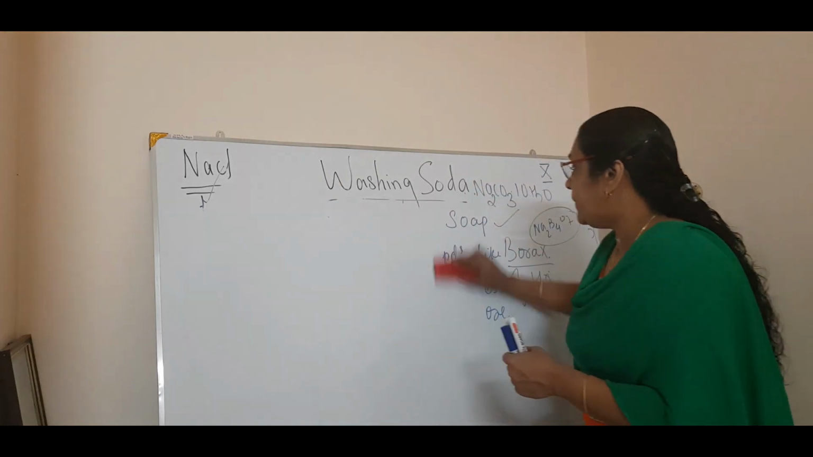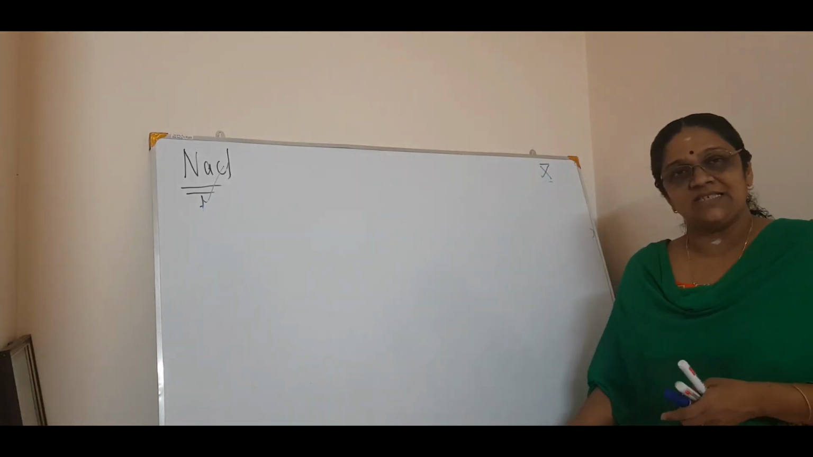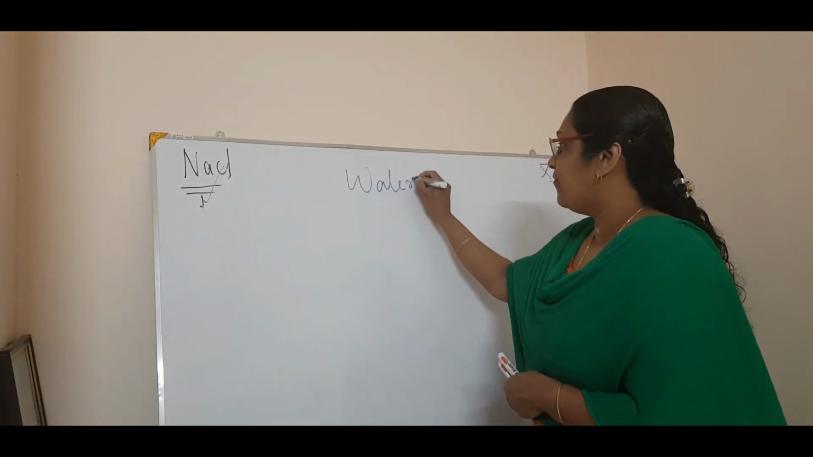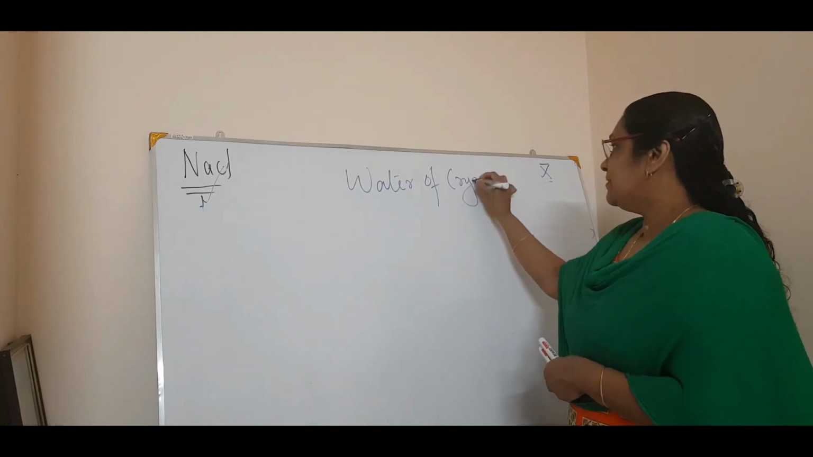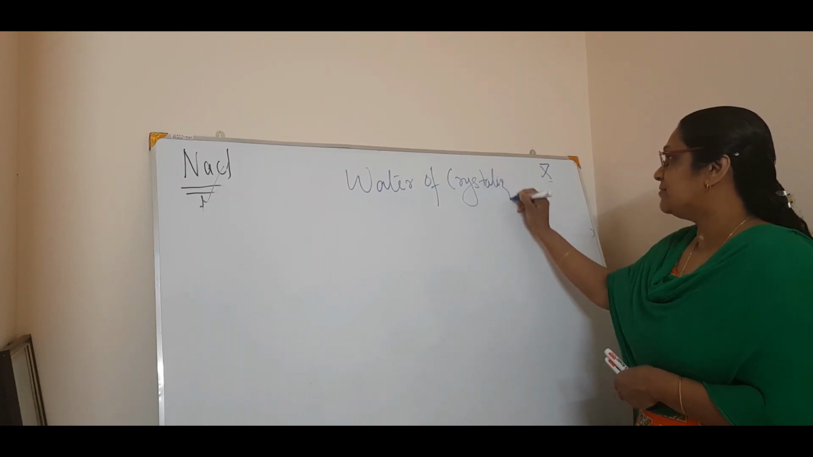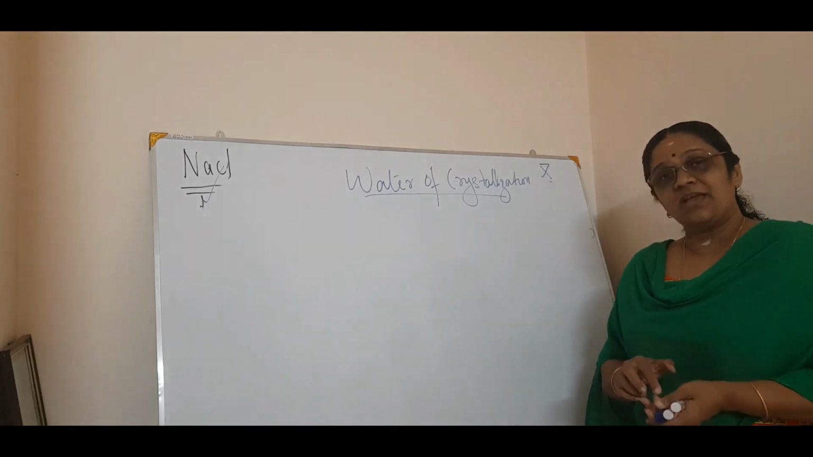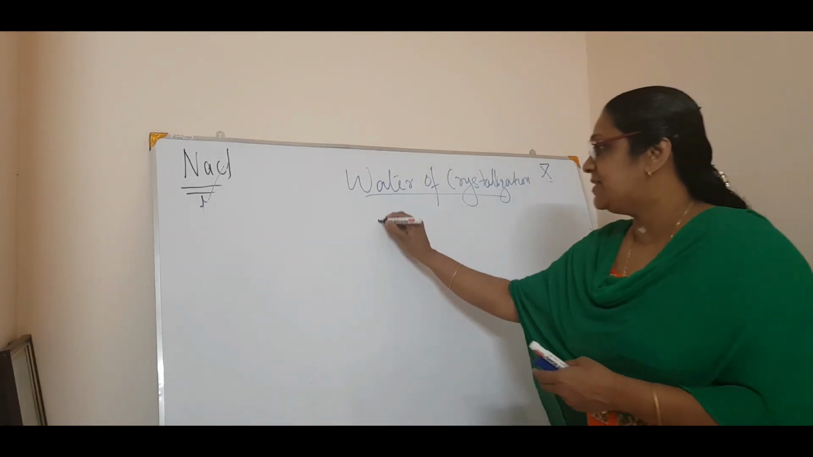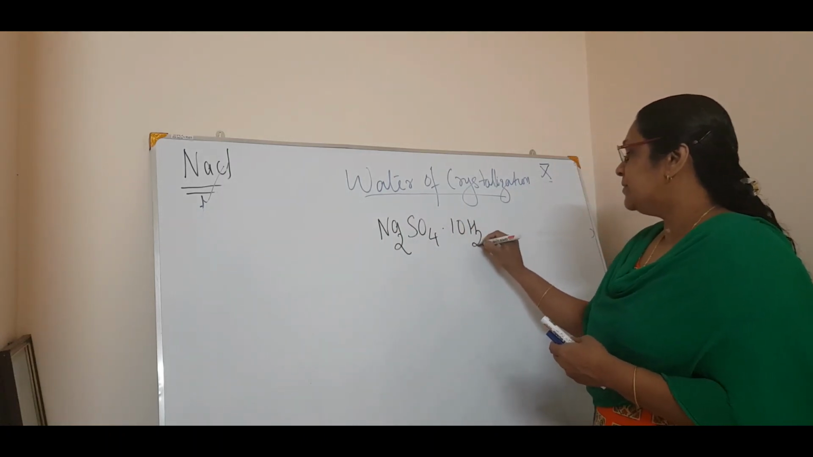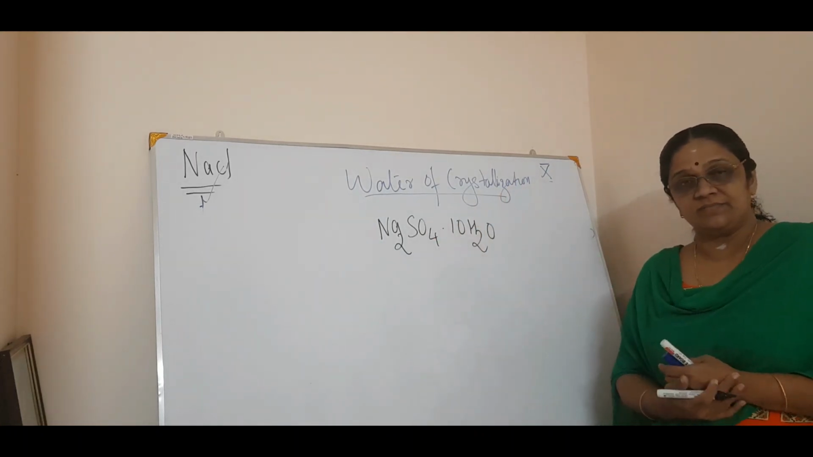Okay, now we are coming to the next important point: water of crystallization. That is an interesting one. If we have a compound like Na2SO4.10H2O, it is having 10 water molecules, but it is a crystalline white solid, isn't it?